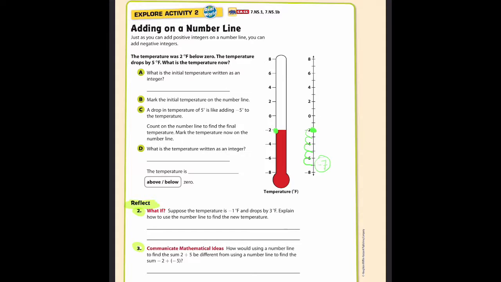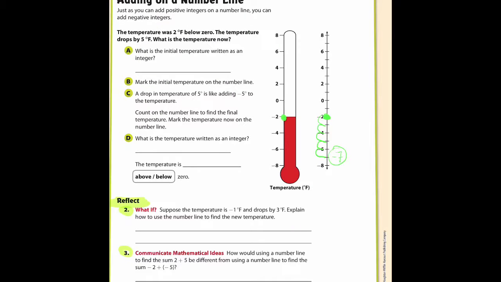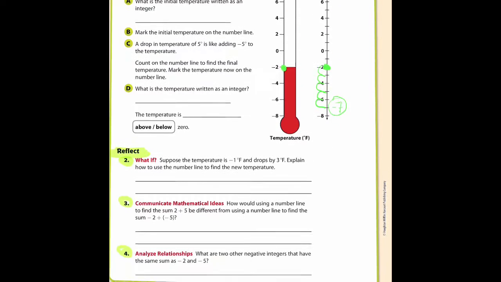Number 3, communicate mathematical ideas. How would using a number line to find the sum 2 plus 5 be different from using a number line to find the sum -2 plus -5? Again, you have to use a number line to find the sum of the positive integers, and you have to use another number line to find the sum of the negative integers. And then you have to compare how using both of those number lines is different.